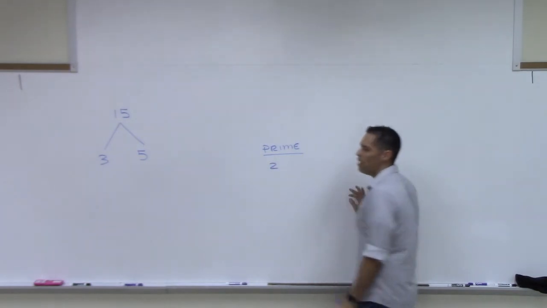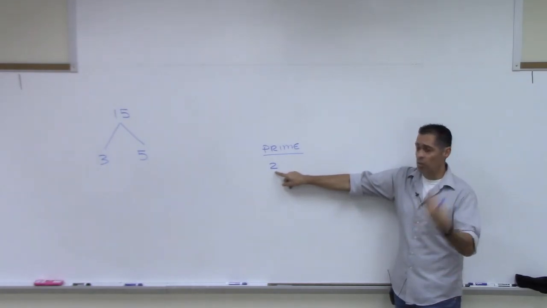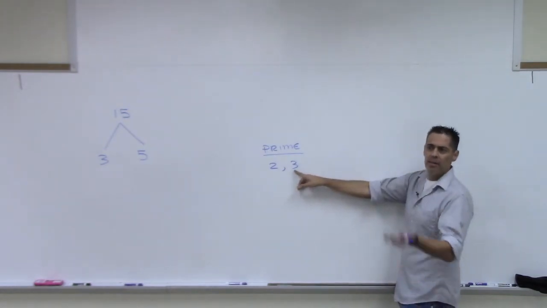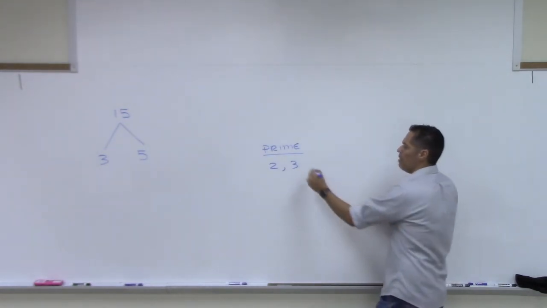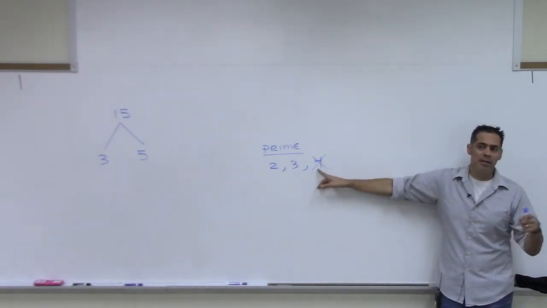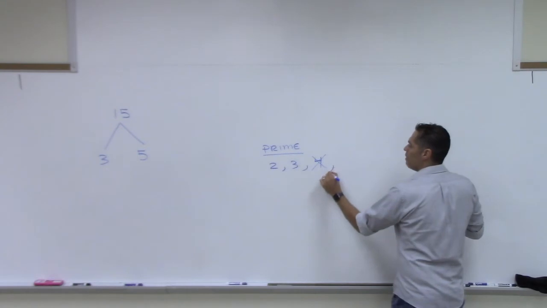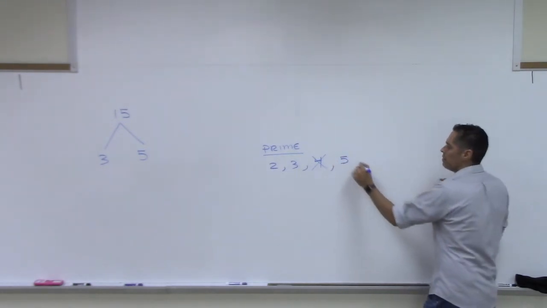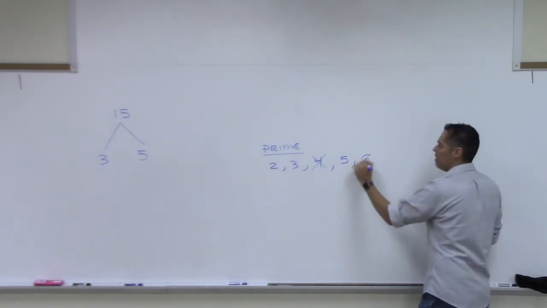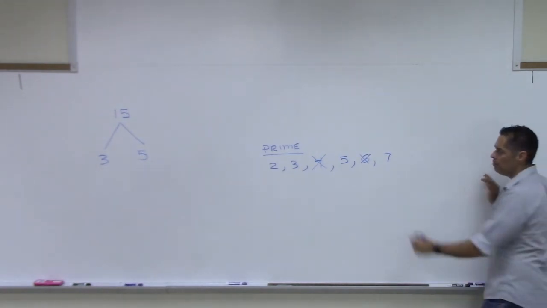So 2 is a prime number, because the only number that divides into 2 is 2 itself and 1. 3 is a prime number, because the only number that divides into 3 is 3 and 1. 4 is not a prime number because the numbers that divide into 4 are 4, 2, and 1. 2 goes into 4, so it's not prime. Prime means divisible only by itself and 1. 5, prime. 6, no, 6 is divisible by 3 and by 2, so that's not. How about 7? Prime. The only numbers that go into 7 are 7 and 1.